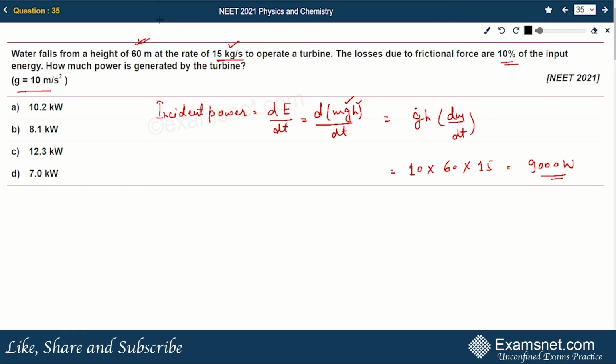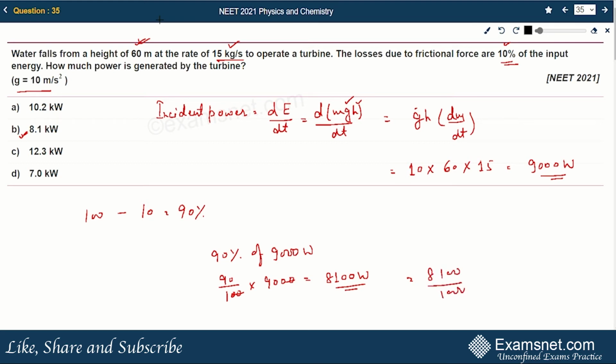Now out of this, 10% is lost due to frictional force. That means 10% out of 100 is lost. So how much is left? 90% is left to be generated. That means 90% of 9,000 watt will be generated, or you can say 90 by 100 into 9,000 watt is generated. That will be equal to 8100 watt. So this much power is generated. Out of the given options, option B will be correct, because 8100 watt divided by 1000 is kilowatt, so we'll get 8.1 kilowatt.